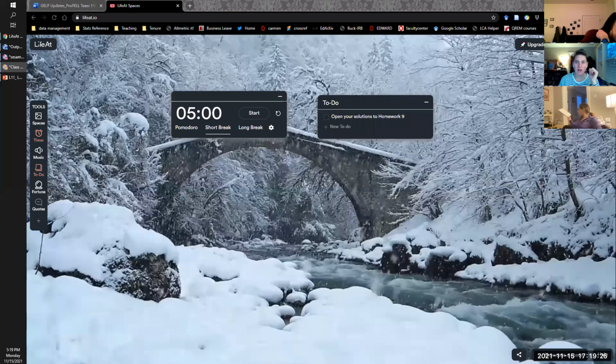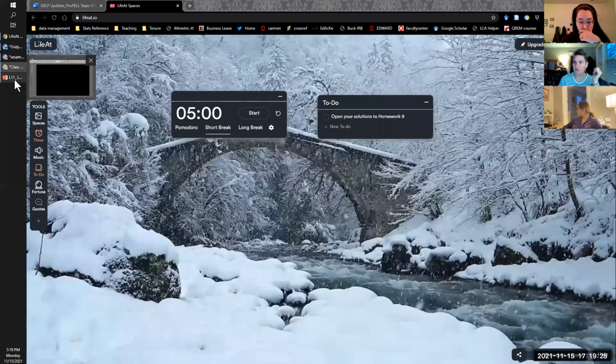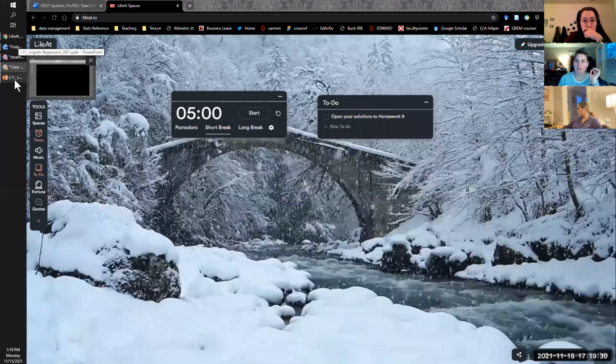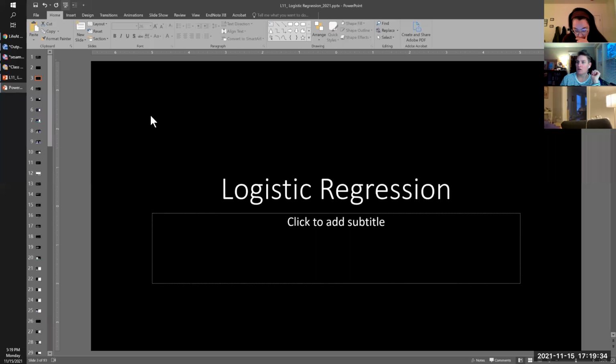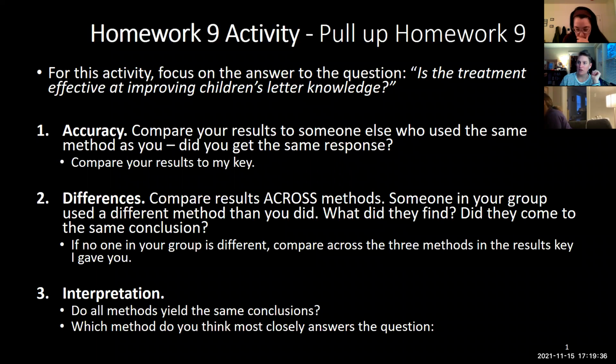Okay, so we're going to be talking about logistic regression. And logistic regression is when you have dichotomous outcomes. Dichotomous meaning, whoops, meaning one, two categories as an outcome. So let's take a look at logistic regression and how it works.